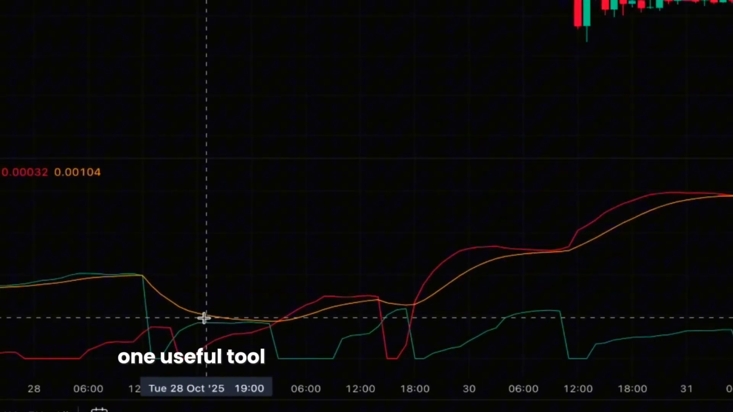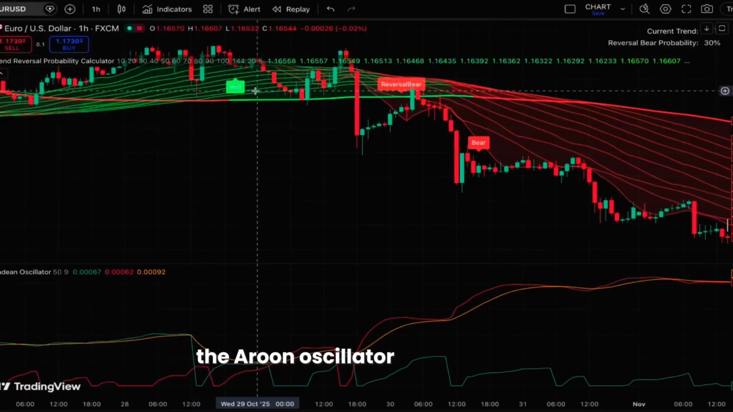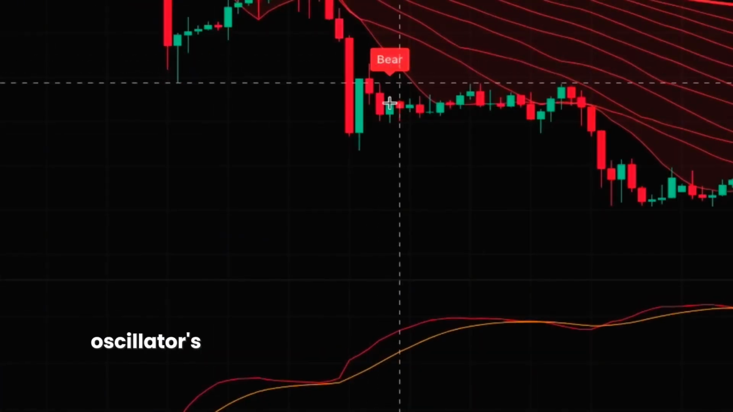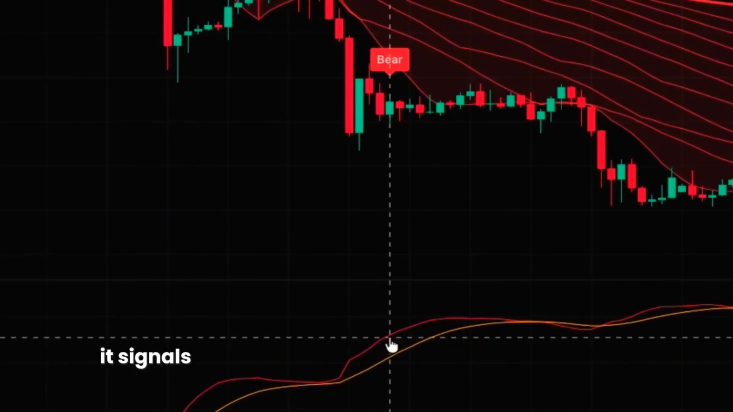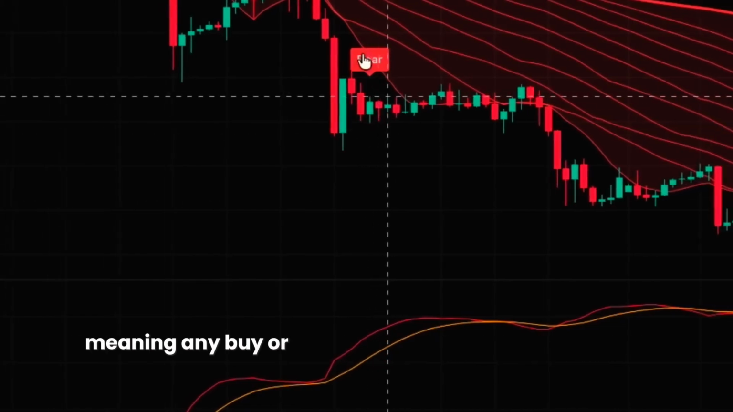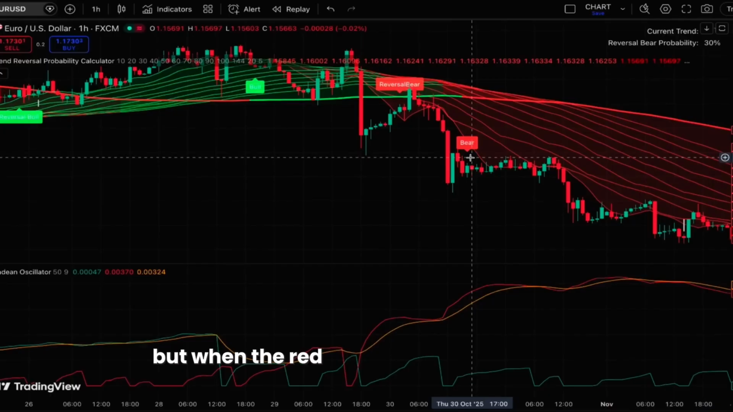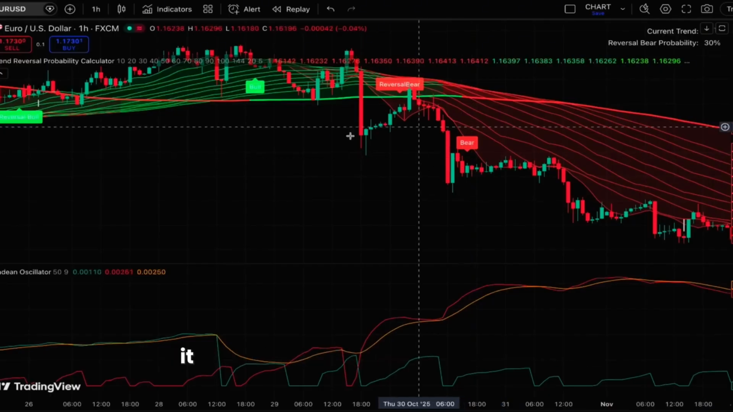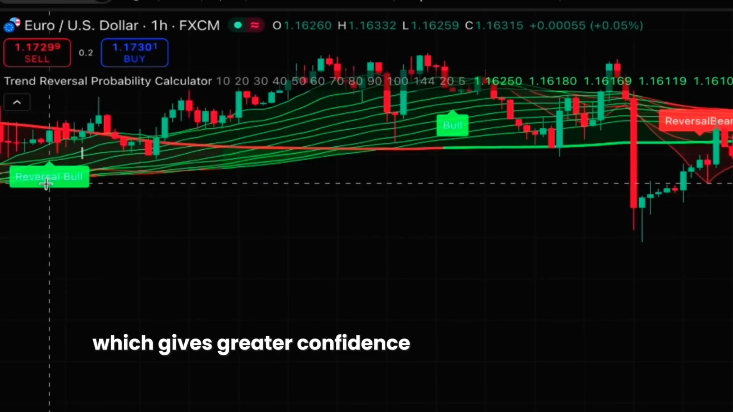One useful tool for filtering out flat market signals is the Aroon Oscillator. When the Aroon Oscillator's orange line is positioned above the other two lines, it signals that the market is essentially going sideways, meaning any buy or sell signals during that phase should be ignored. But when the red line is above the other lines, it indicates a declining trend is in place, which gives greater confidence in acting on a sell signal.